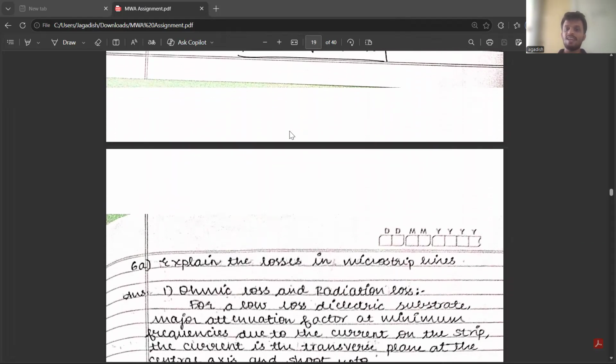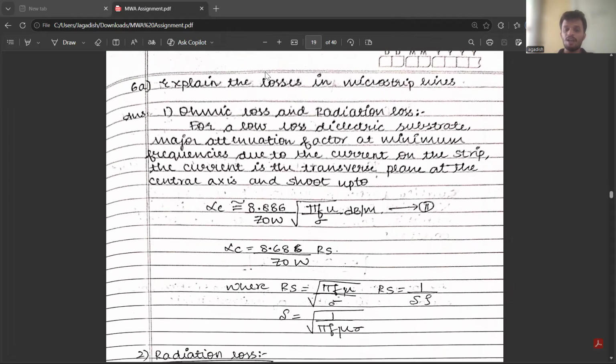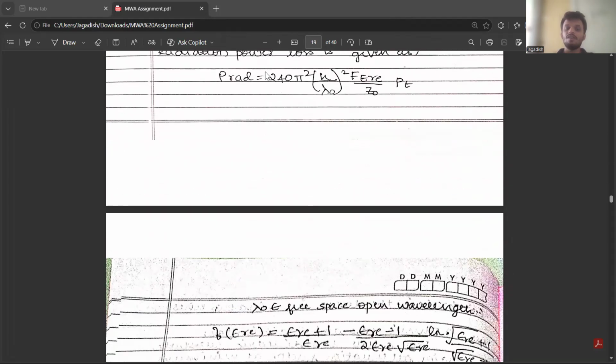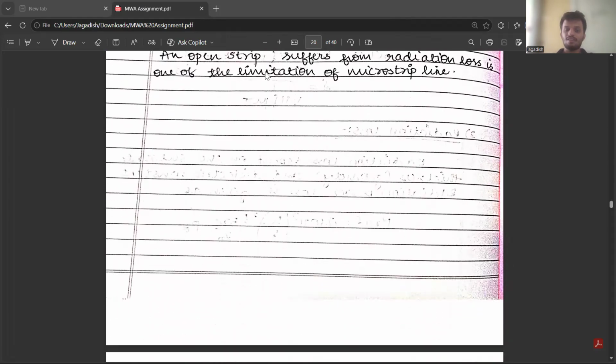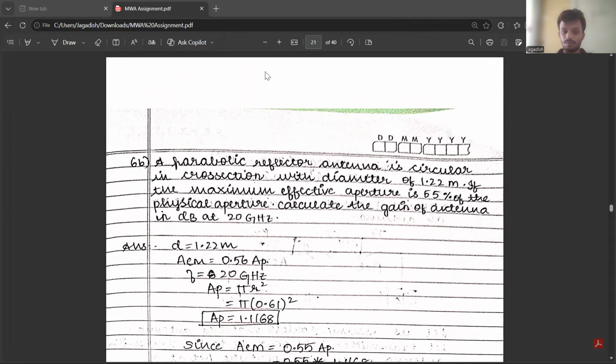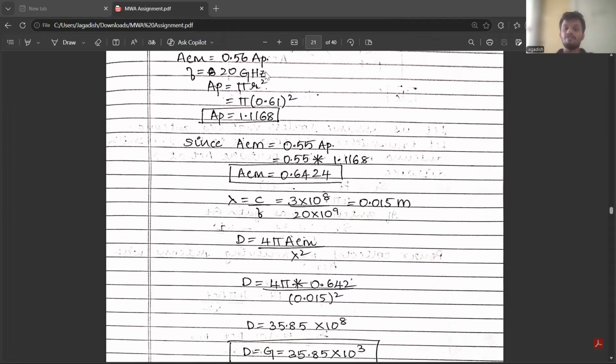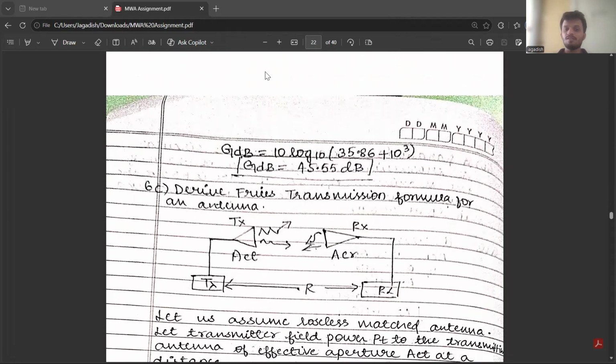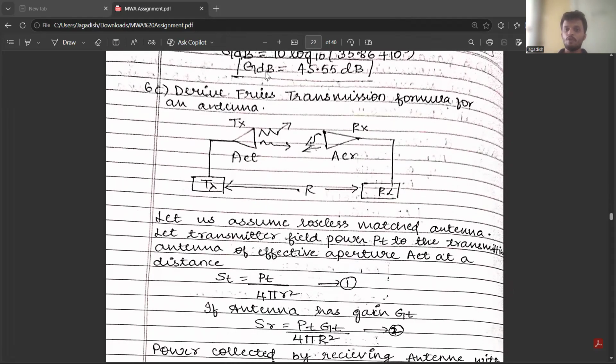Next, very important: losses in microstrip lines. What are the losses in the microstrip lines? This is asked in most of the papers. That is the ohmic loss, radiative loss, and quality factor loss. Everything is important for the examination. The phase transmission formula is also very much important in module 3.